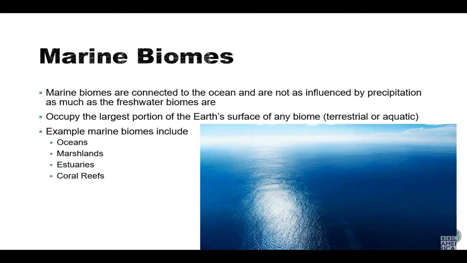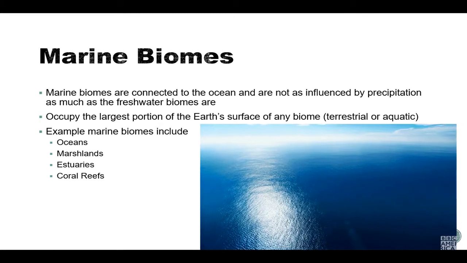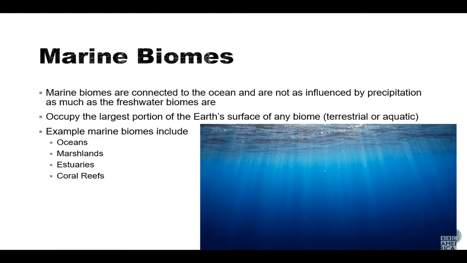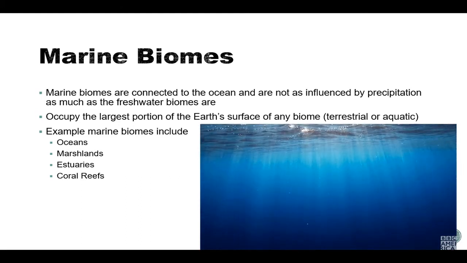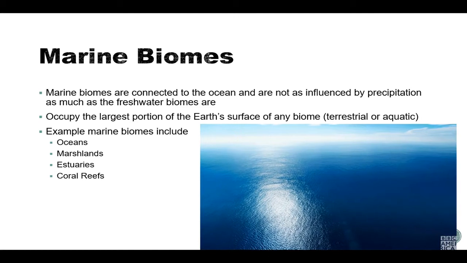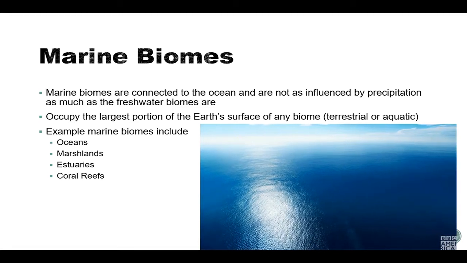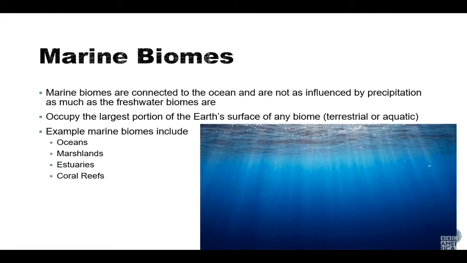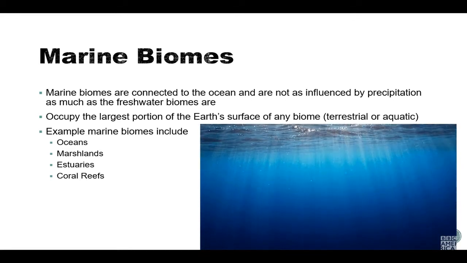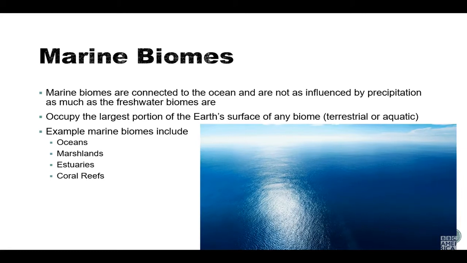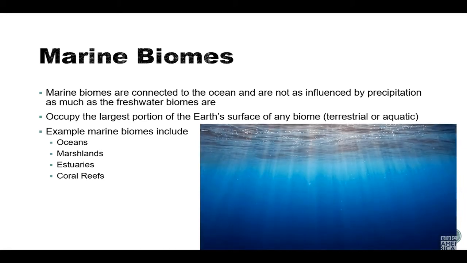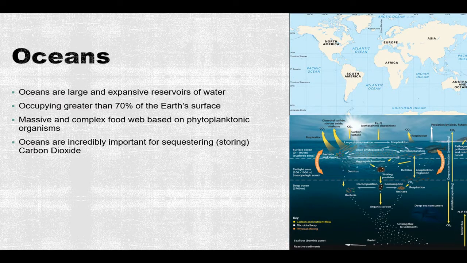So let's talk about now marine biomes. Marine biomes are the largest classification of any biome on the planet, mainly because oceans are included in it. Remember, oceans make up about 70% of the surface of the Earth. When we talk about marine biomes, we're talking about oceans, marshlands, estuaries, coral reefs. All of those different ecosystems exist and survive with salt water.